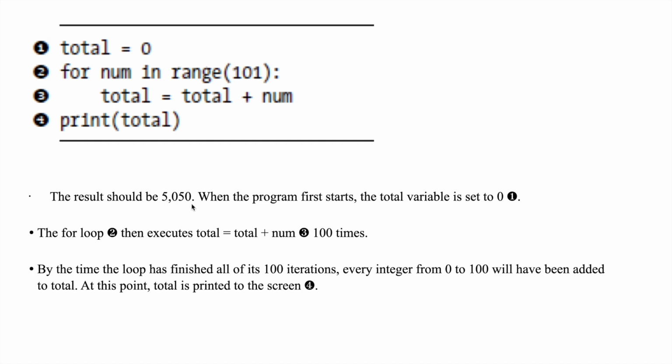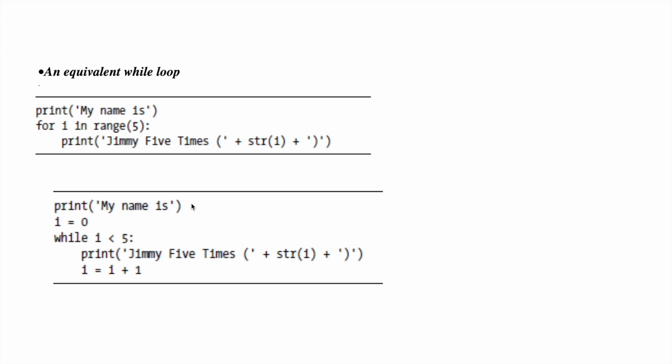This is a second example for a for loop. A for loop can be expressed as a while loop. That is nothing but an equivalent while loop. See, the first code is the for loop, and this second code is the while loop. I expressed the same for loop as a while loop. So, print my name. This is the first statement.